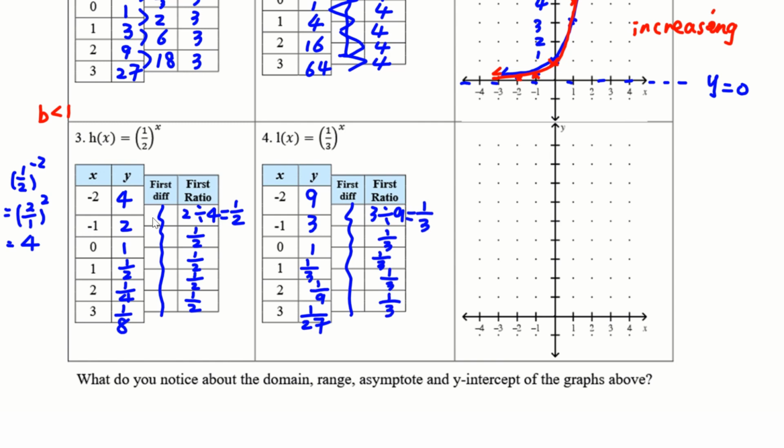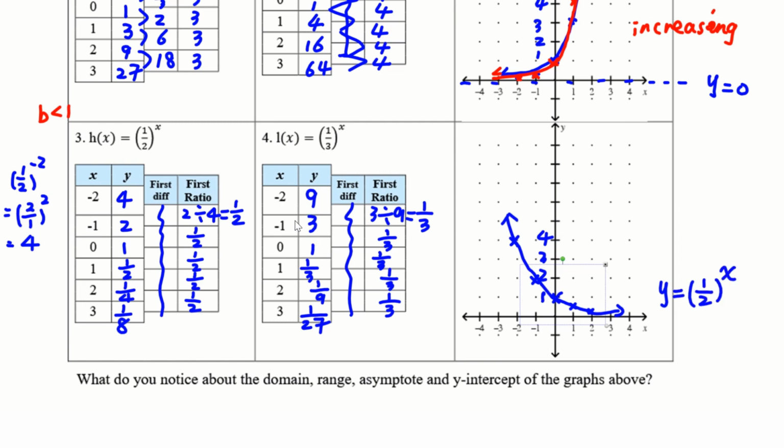Then we are going to use the x and y as points to do the graph. So -2 is positive 4. Then -1 is 2. 0 is 1, the same. 1 is 1 over 2. Then 2 is 1 over 4, a quarter. So this is y equals 1 over 2 to the exponent x.